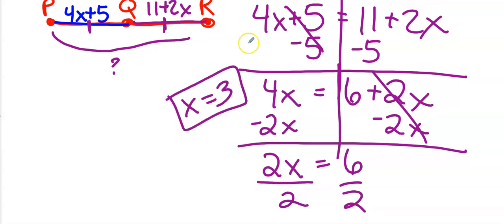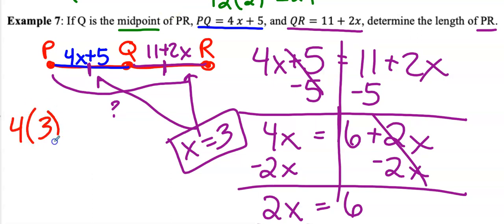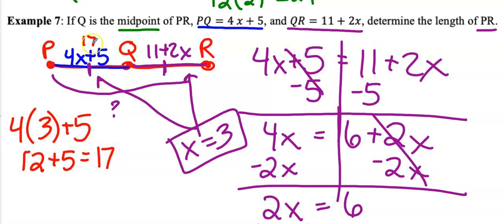Okay? No terminé porque it says what is PR. So necesita replace y replace. Y se suma la respuesta. So I'm going to replace twice and add them together. So for example, 4 parentheses 3 plus 5. Okay? 4 times 3 is 12, plus 5 is 17. So this first part is 17.